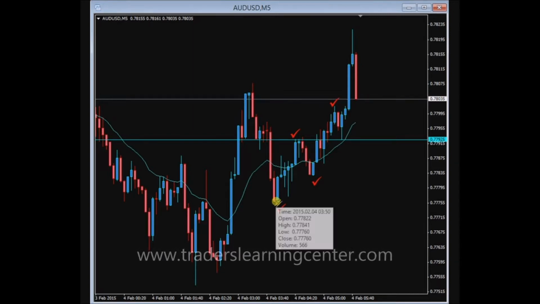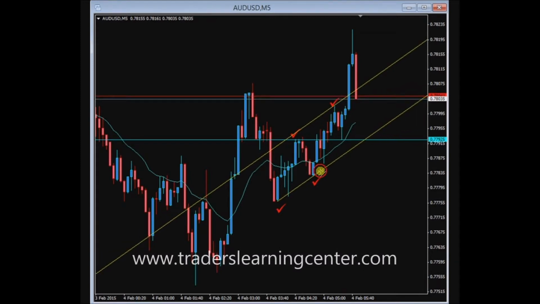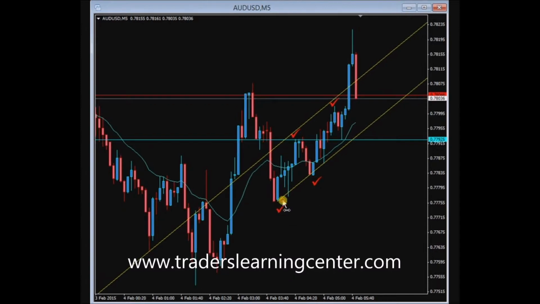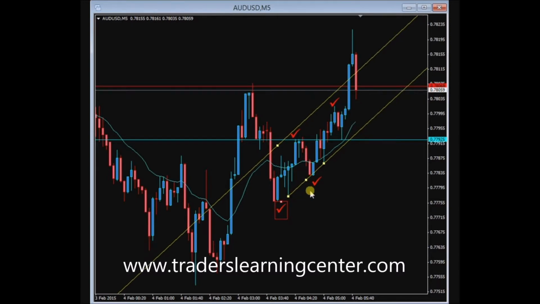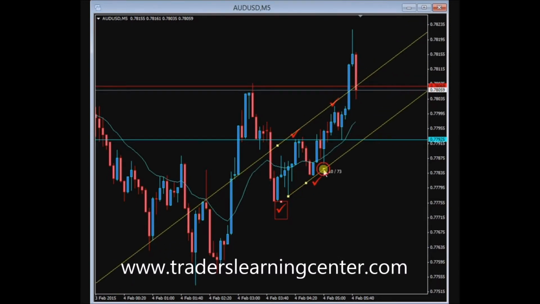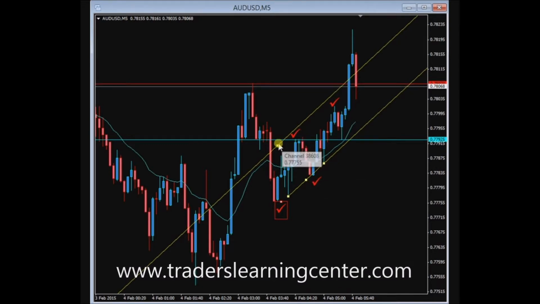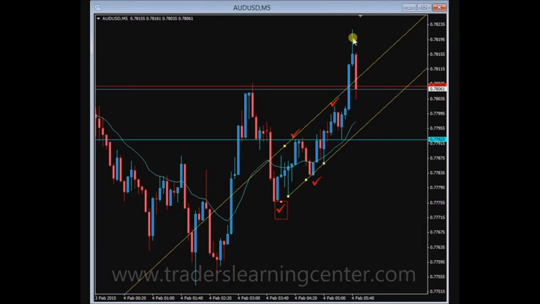So I want to draw this, hold it down, draw it up, drag it, drop it. Actually, I want it on this one. And that one, it went through a little bit here, but not enough to make a big difference. And kind of have to pretend that this candle's not here.